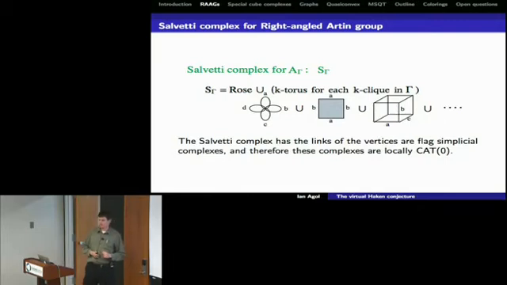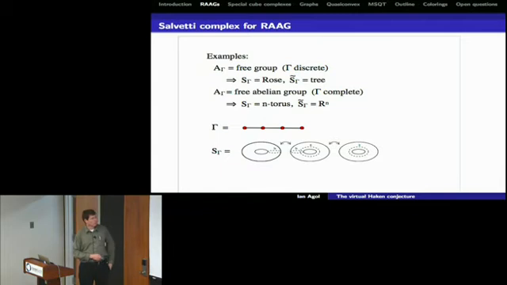Yeah. Again, this is in Gromov's '87 paper. Most of these group theory concepts were introduced there. So for example, for the free group, you just get a wedge of loops. There are no higher relators. For the free abelian group, you just get an n-torus for the Salvetti complex. And then somehow these Artin groups are interpolating between.